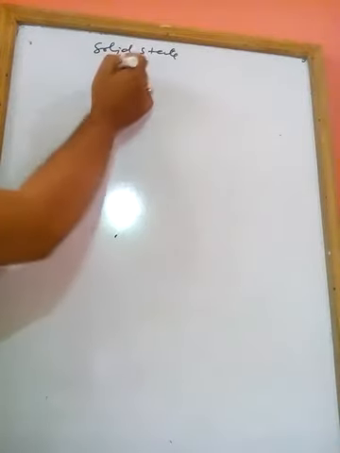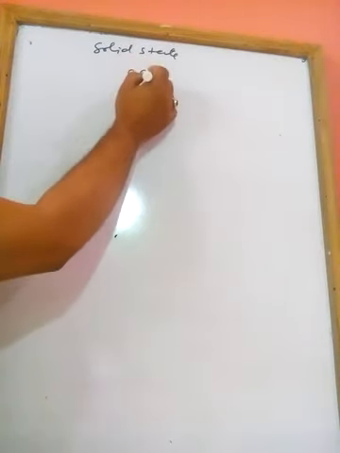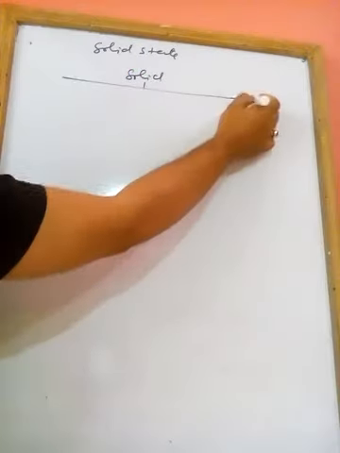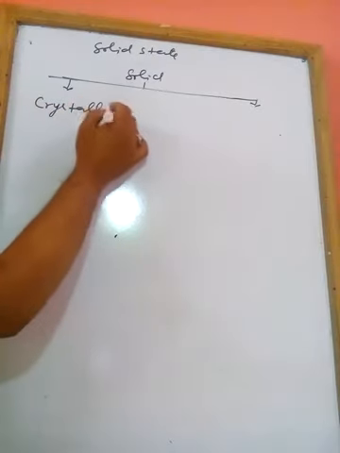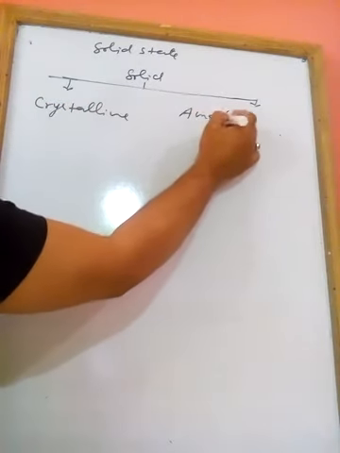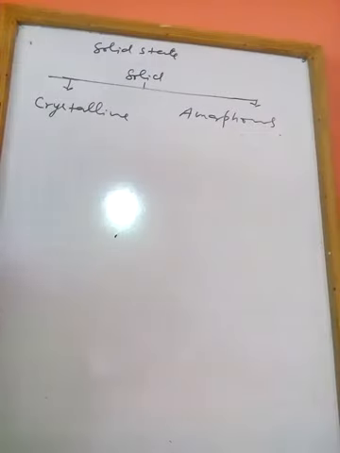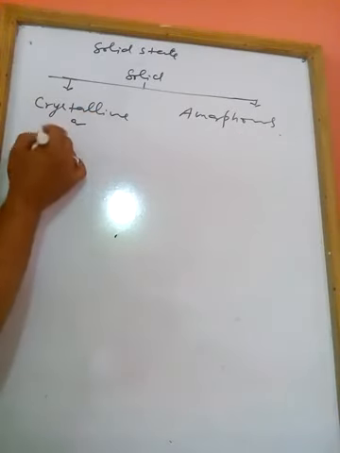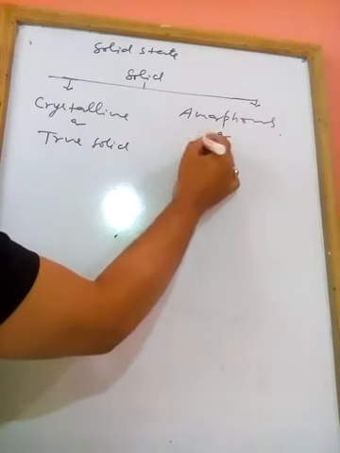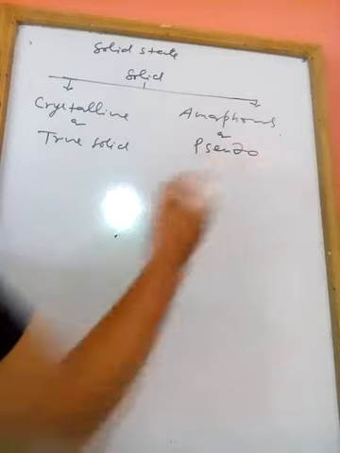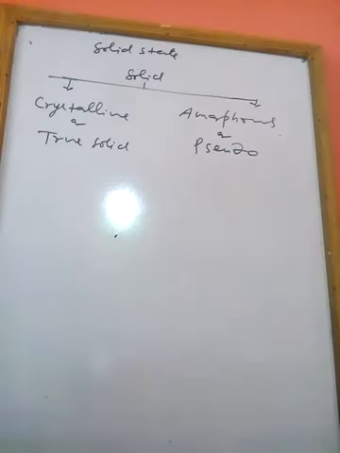You know, matter exists in different states, out of which solid is one. Solid is basically of two kinds. One is called crystalline solid and another is called amorphous. Crystalline solid is also known as true solid and amorphous solid is also known as pseudo solid. Not true solid, that is called pseudo solid.